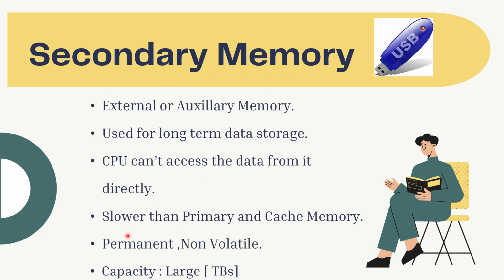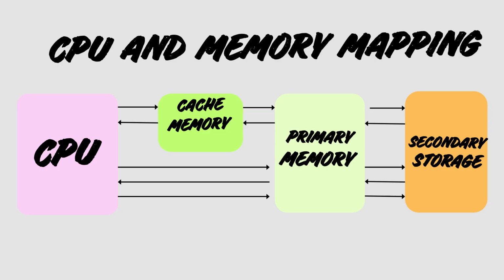The speed of the secondary memory is lower compared to the primary and the cache memory. Its nature is permanent, or non-volatile memory, so even when the power is turned off, the data will not be lost or erased. And its capacity is the largest of all types of memory. We can store data in terabytes. So this is all about the different types of memory present in the computer system.